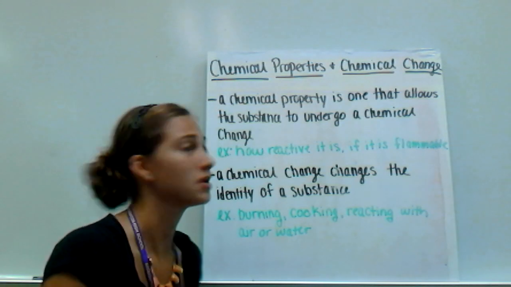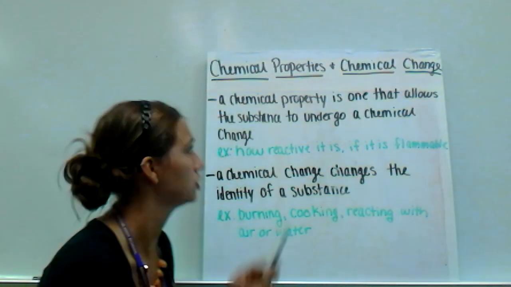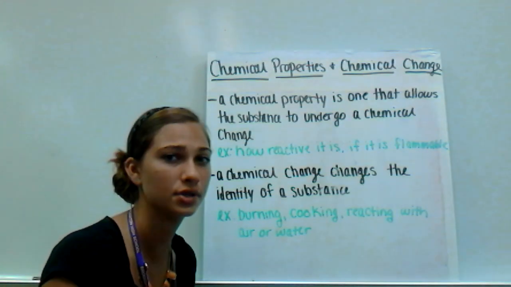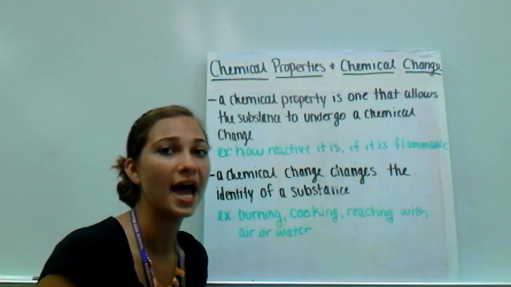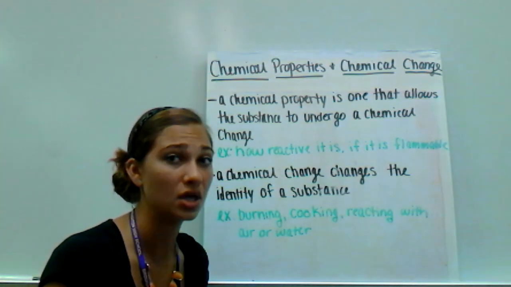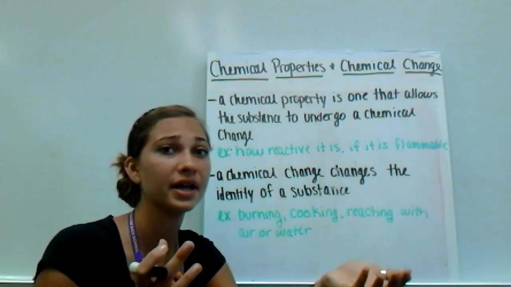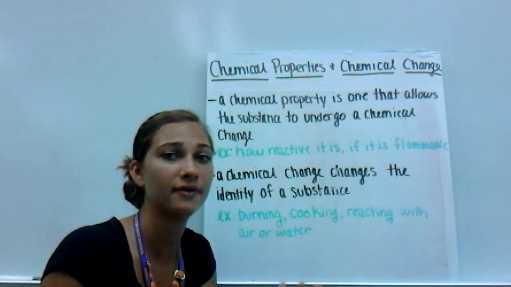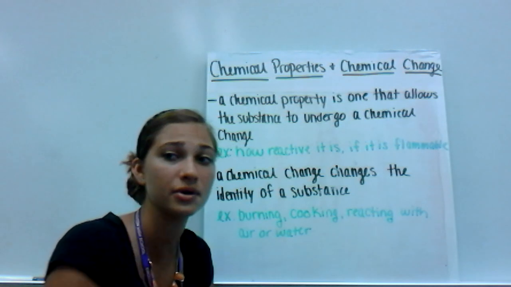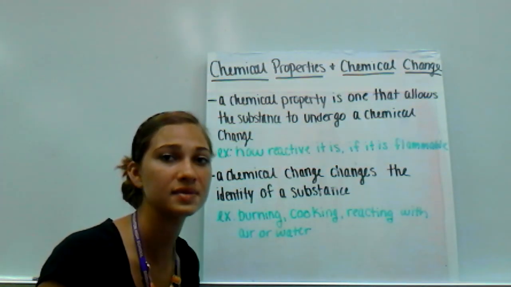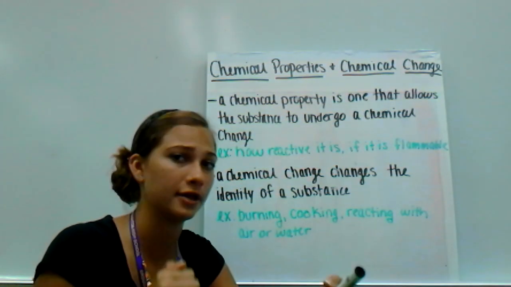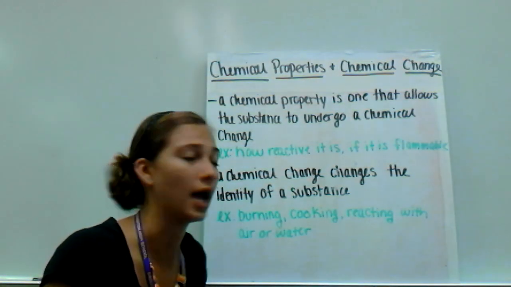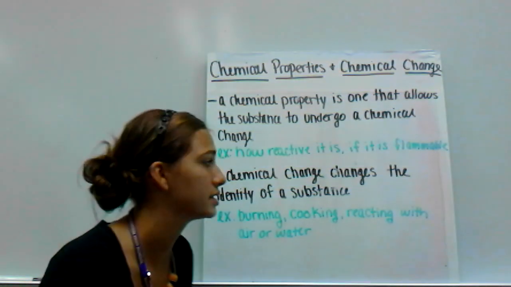Alright, so now we have to talk about chemical properties and chemical change. A chemical property is one that allows a substance to undergo a chemical change. Some examples of this are how reactive or flammable a substance is. If you have a substance near fire, is it going to light up in flames or is it not? That all depends on the substance it is. If you put fire near water, nothing's going to happen. That is a property of water. But if you put alcohol near fire, that's going to go up in flames.